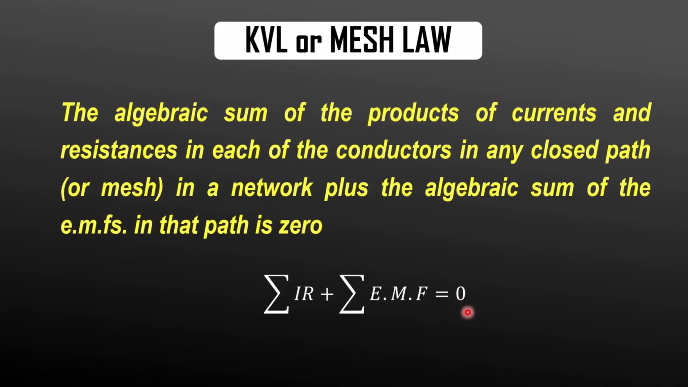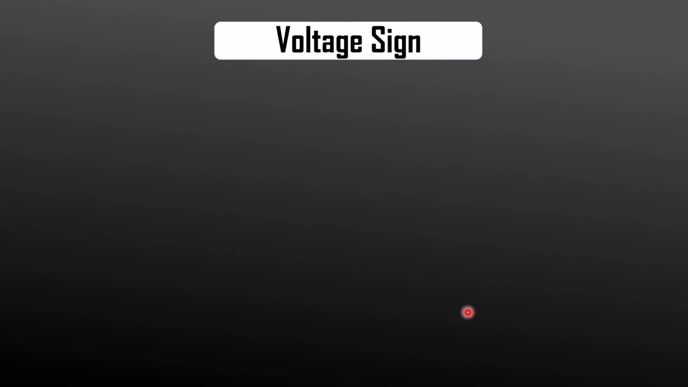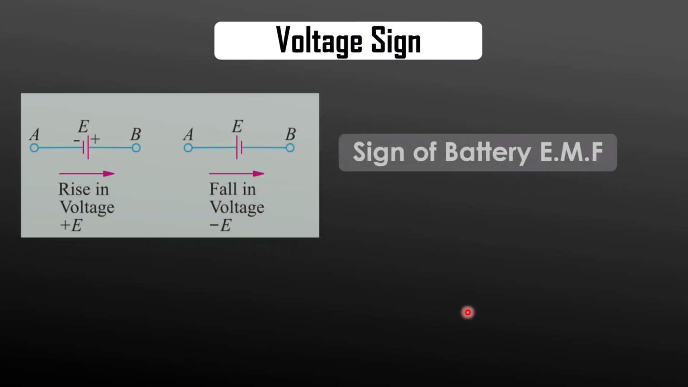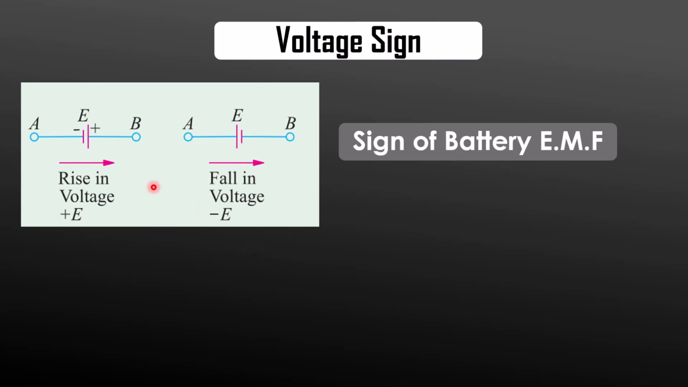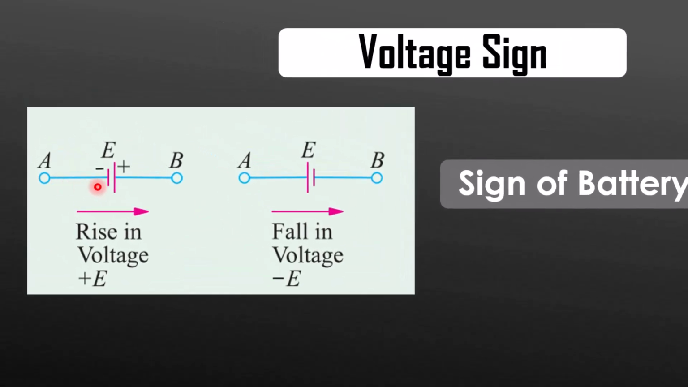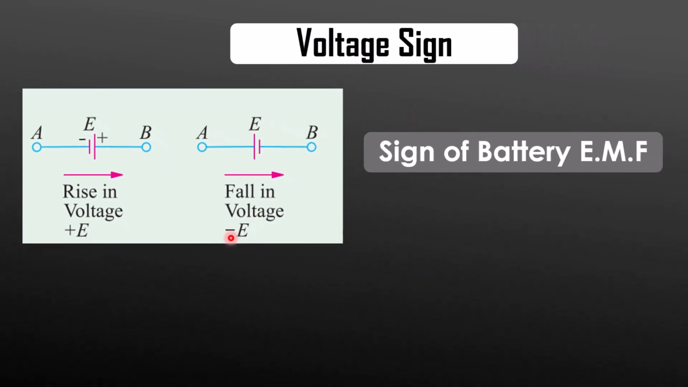In applying the KVL law, it's very important to determine the correct voltage sign when solving the equation in a loop. So here you can see that if we move from the negative terminal of the battery towards the positive terminal of the battery, the voltage should be given the positive sign, or we can say that there is a rise in the voltage when we move from the lower potential to the higher potential. Similarly, if we move from the positive terminal of the battery to the negative terminal of the battery, there is a fall in the voltage and the voltage should be given the negative sign.